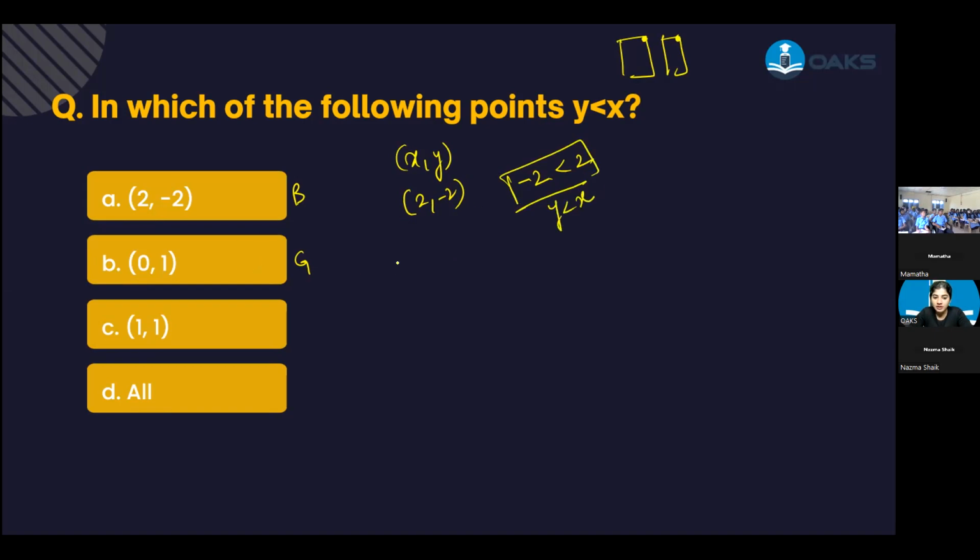And in the next part, if we see 0 comma 1, here y is greater than x. So this is not the case that we want. 1 comma 1, here y is equal to x. That we also don't want. So we want this one. So girls, you have to be attentive. I know you know the answer. You can take as much time as you want, but tell me the right answer.